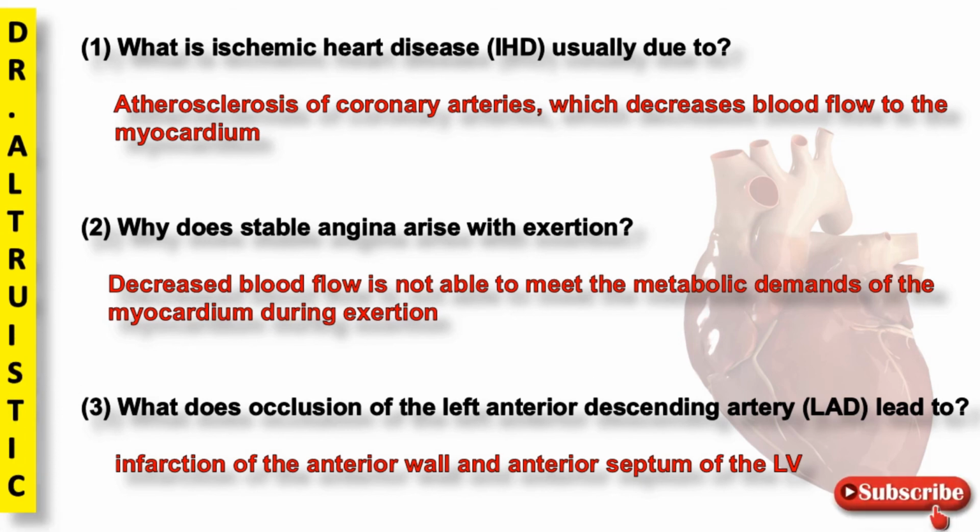1. What is ischemic heart disease, IHD, usually due to? Atherosclerosis of coronary arteries, which decreases blood flow to the myocardium. 2. Why does stable angina arise with exertion? Decreased blood flow is not able to meet the metabolic demands of the myocardium during exertion.